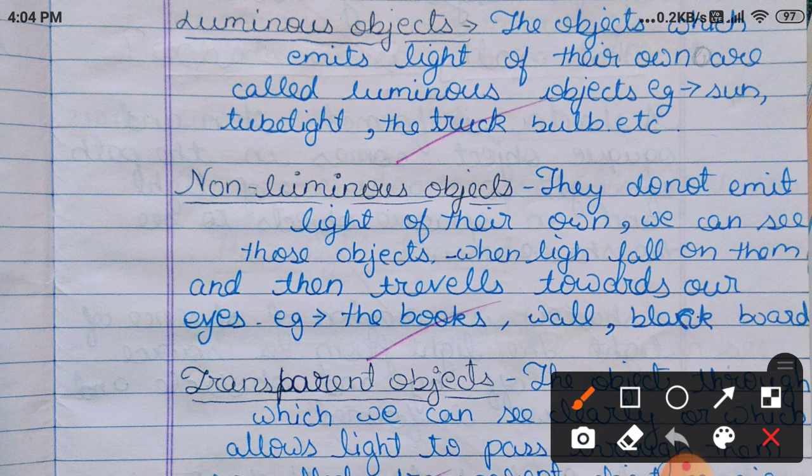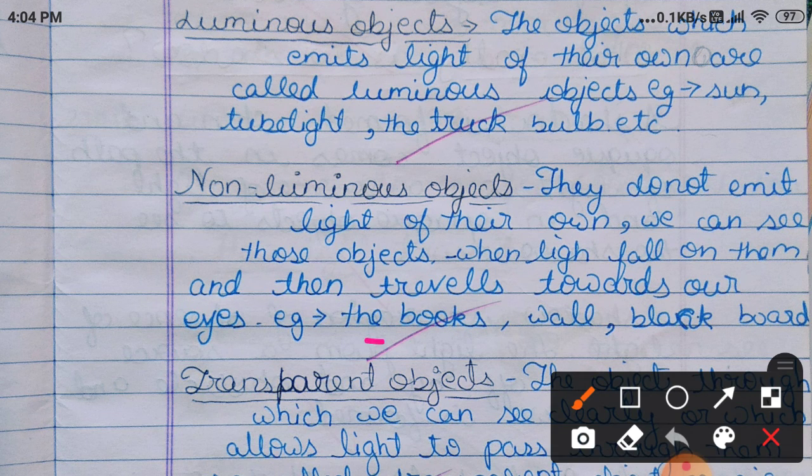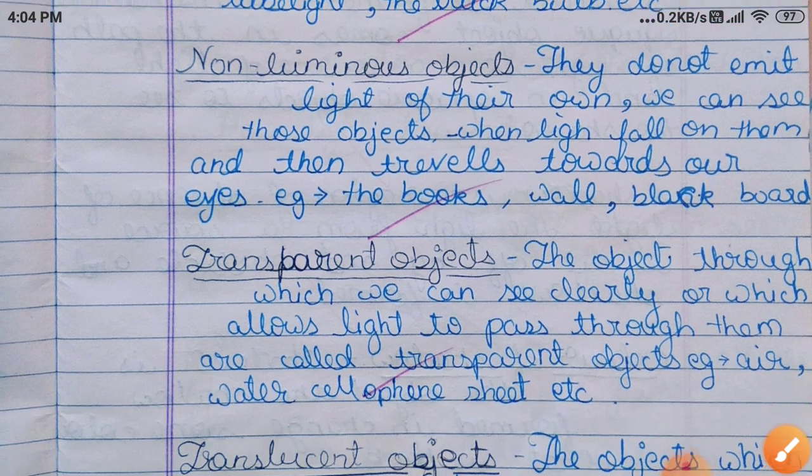Non-luminous objects don't emit light of their own. We can see those objects when light falls on them and then travels towards our eyes. Examples: the book, wall and blackboard, etc.